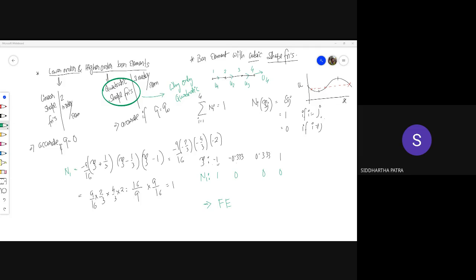So the question is, why would anyone stop at only two variations of the bar element, either the linear bar element or the quadratic bar element? Why not go for even higher order polynomials? That's the question that I'm trying to pose here.